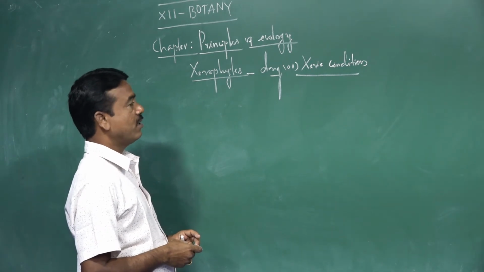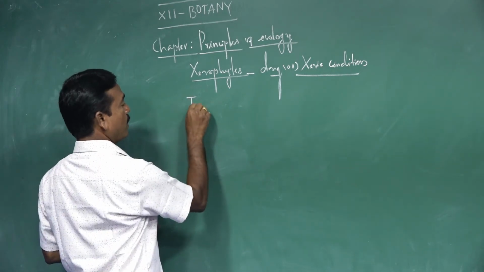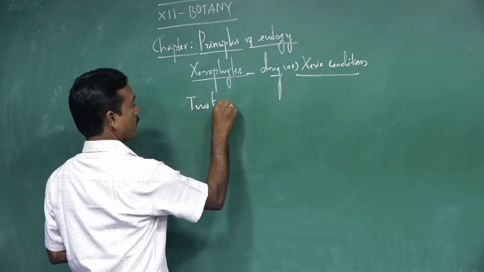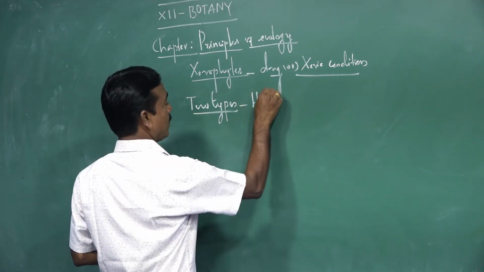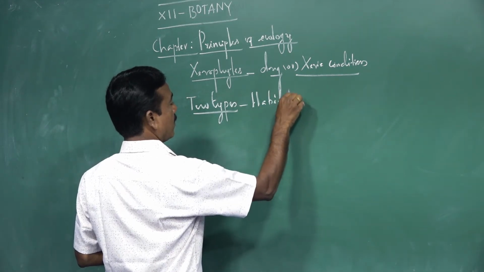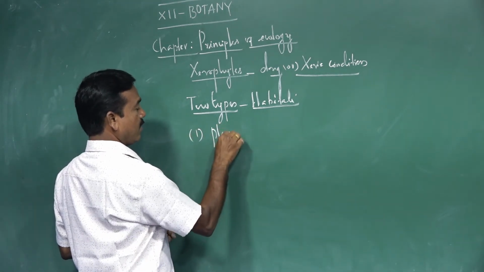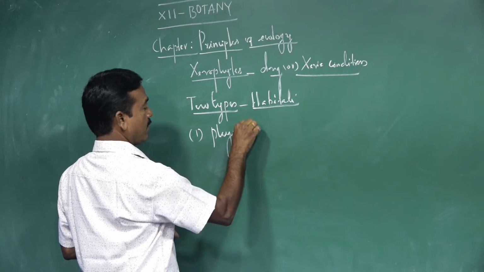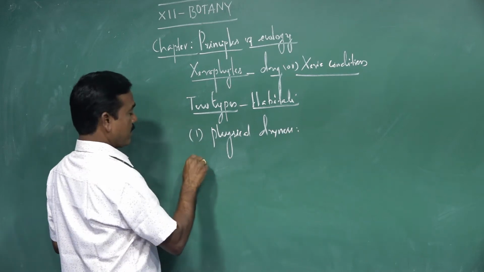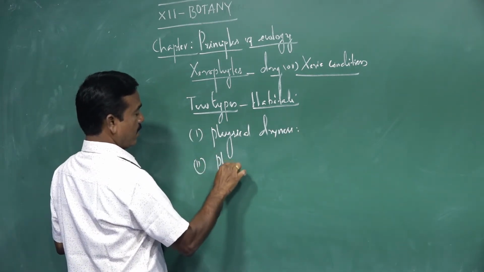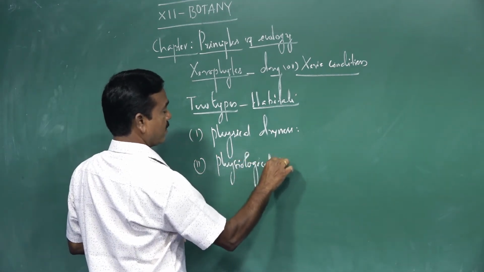Based on the nature of the habitat, xerophytes can be classified into two types. Based on habitats, the first type is commonly called physical dryness. The second is physiological dryness.